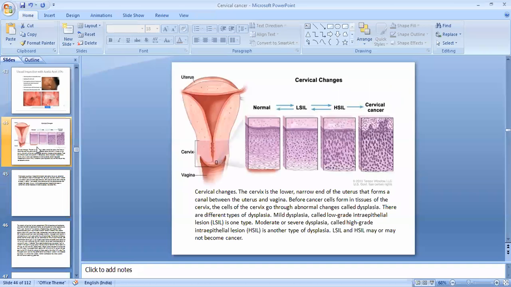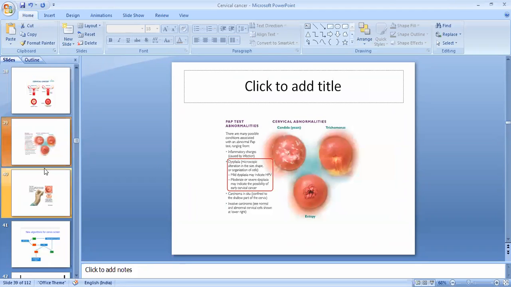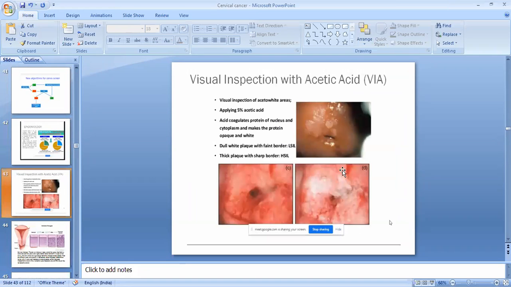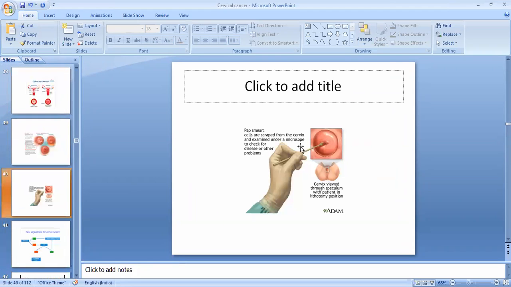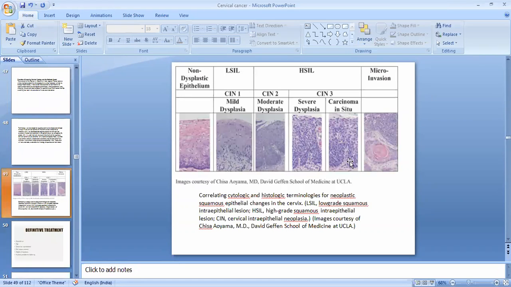Now, what is a Pap test? Pap test and VIA are different. This is actually VIA: when you put the acetic acid, you see the outer appearance of the cells on the mouth of the cervix. But for a Pap smear, you need to collect the sample from there, spread it on the slide, and go for histological screening.